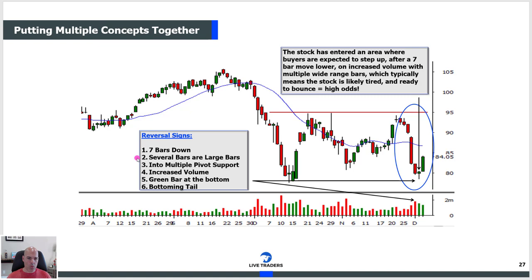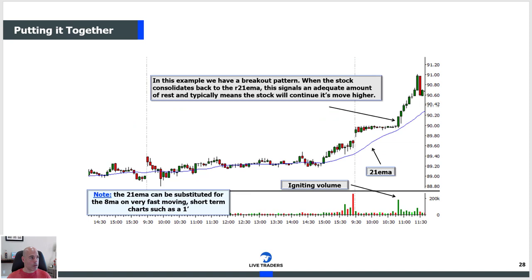Make sense? If you only had one concept here, say increased volume, it's not enough. If you only had one concept here, support, it's not enough. Now, I'm not saying you need all six concepts here, but three or four would be nice. This one just happens to be really, really, really good. Okay? Let's take another look.